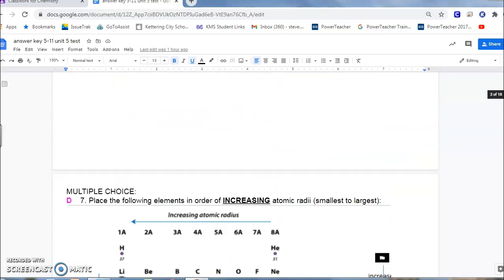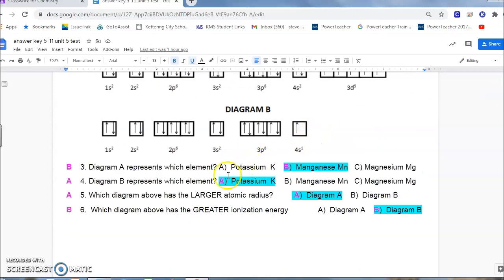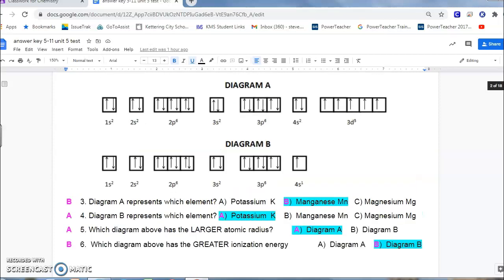All right, back to our questions. We've got the two diagrams. Who does diagram A represent? Manganese, there's 25 electrons. Who does diagram B represent? Potassium, it has 19 electrons. And we were told that these are not ions. They are neutral atoms. Which diagram has a larger radius?